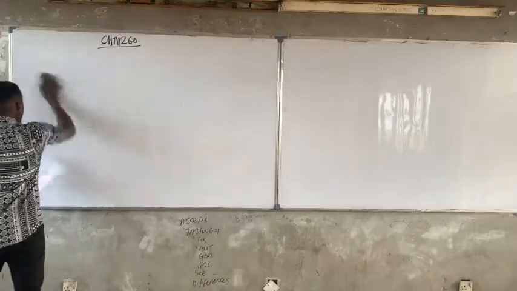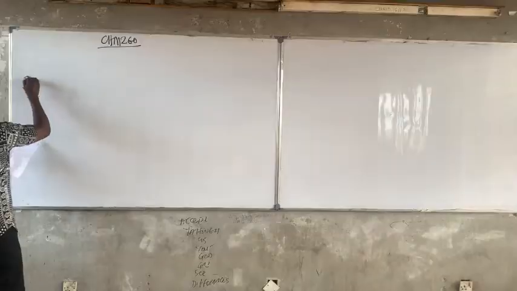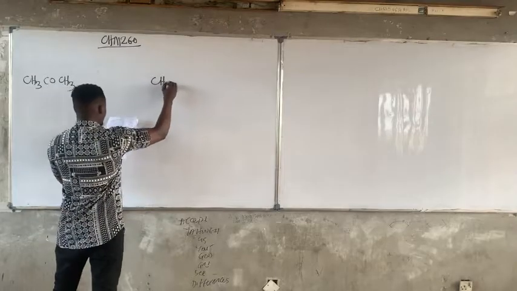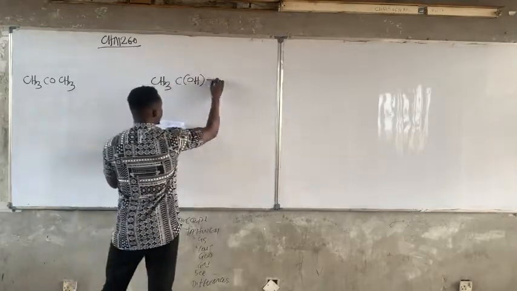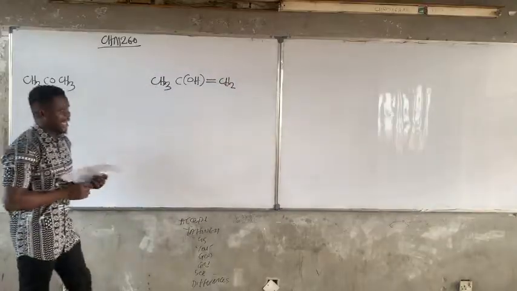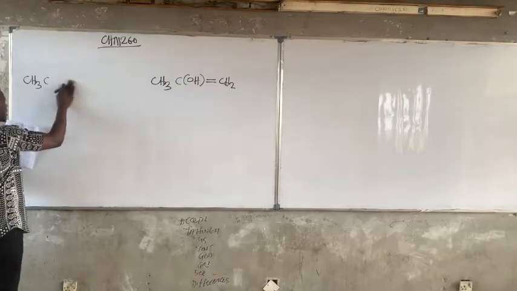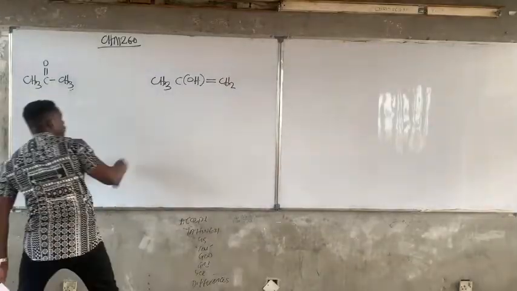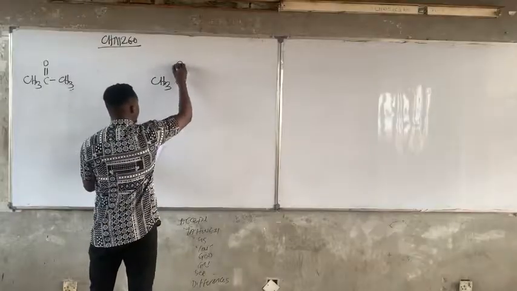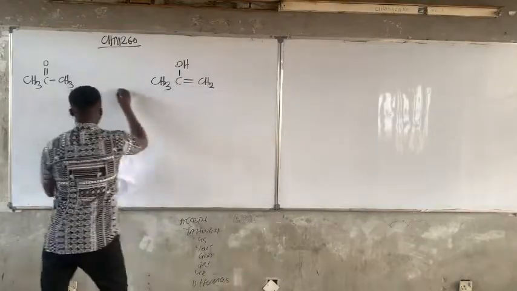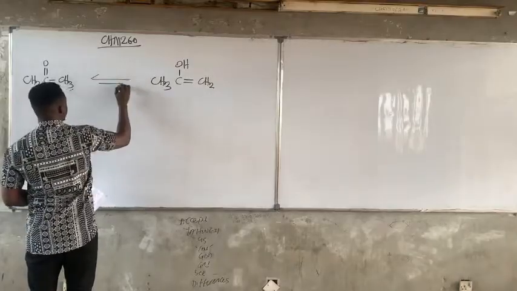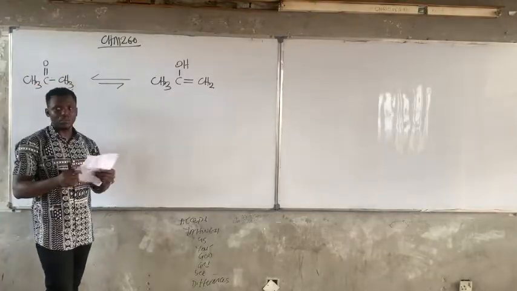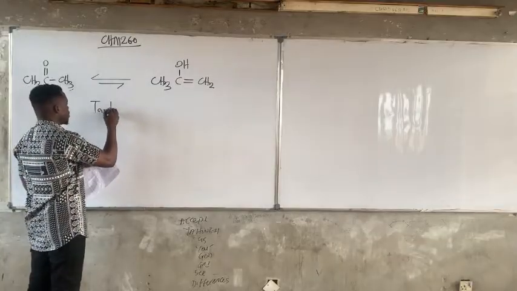Now question number 3 says the compound CH3COCH3 can also exist as CH3C(OH)=CH2. This phenomenon is known as dash. This compound you're seeing here is propanone, and this one is propan-2-ol, rather. The OH that was inside the bracket is placed here, and we have CH2. This process is what we call tautomerism. So the answer to number 3 is tautomerism.